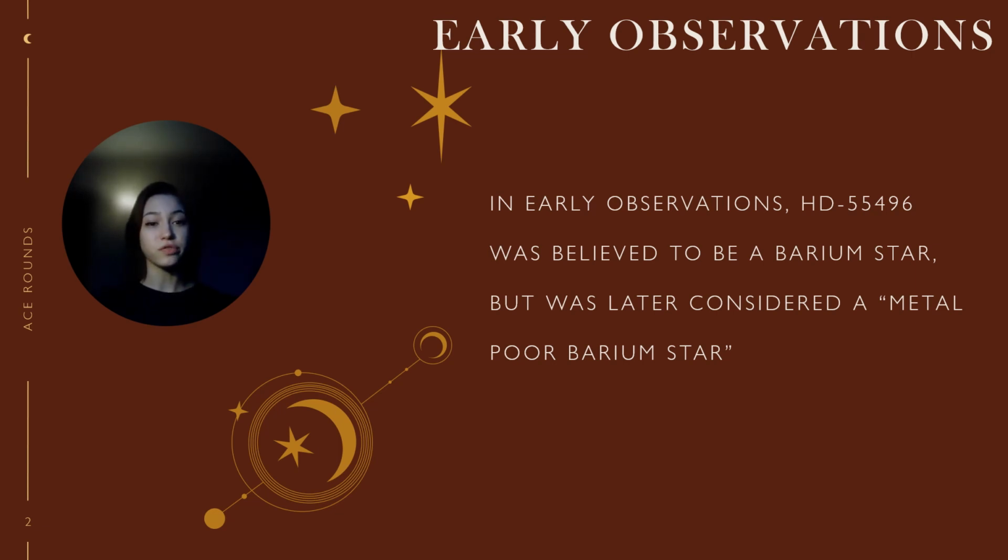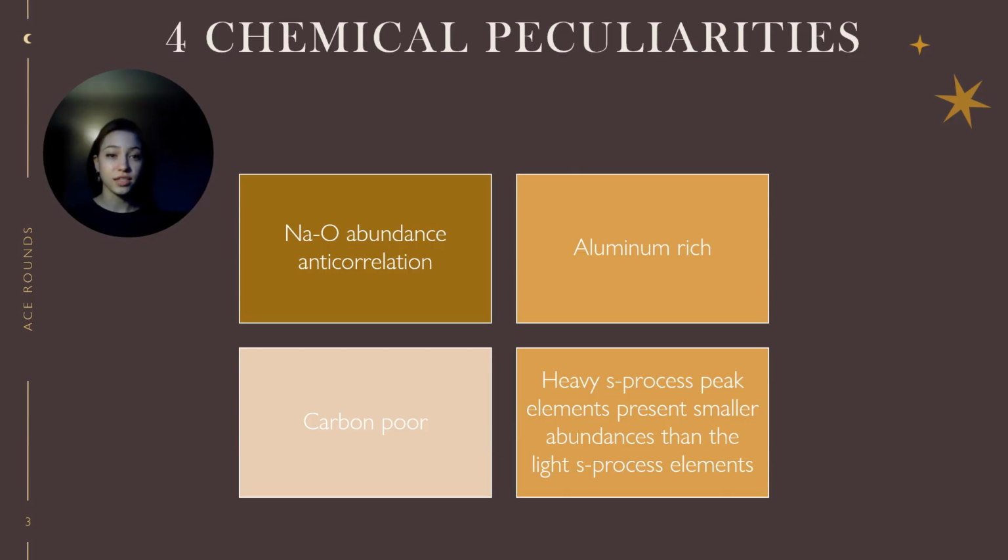Barium stars are very useful targets to constrain the nucleosynthesis process in asymptotic giant branch stars, or AGB stars, which was the initial reason that this star was studied so deeply. However, from this analysis, researchers found many chemical peculiarities. From analyzing this star, researchers found 4 big chemical peculiarities.